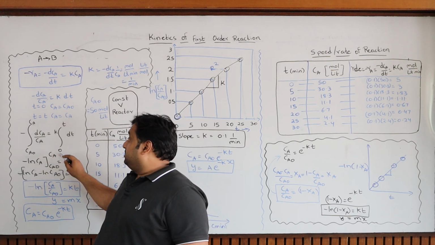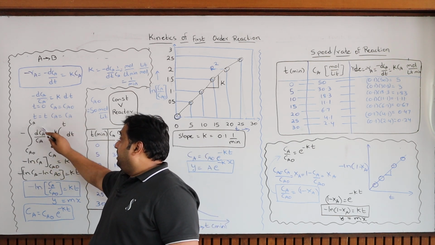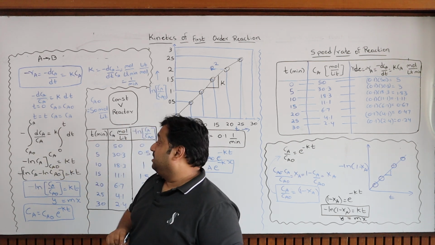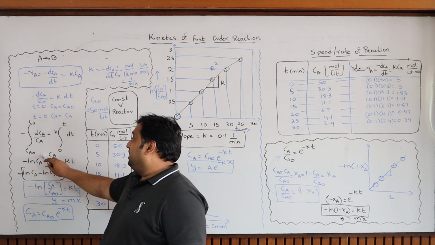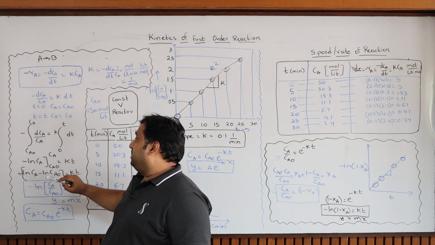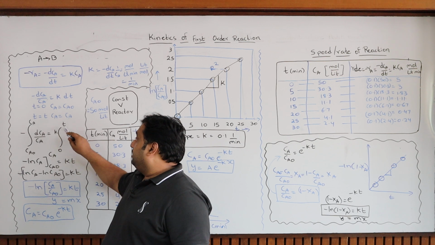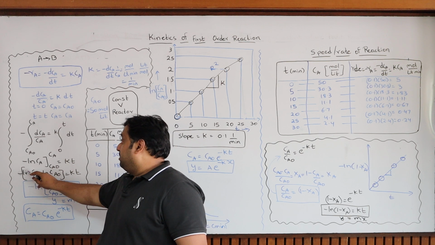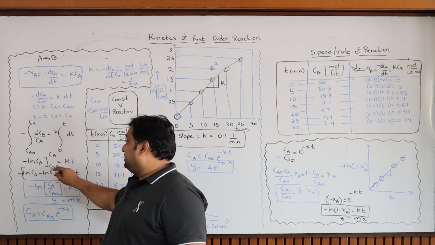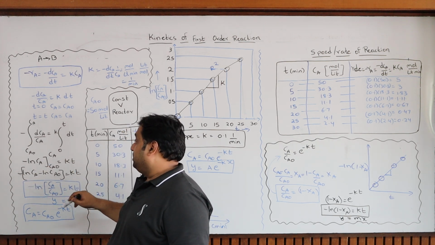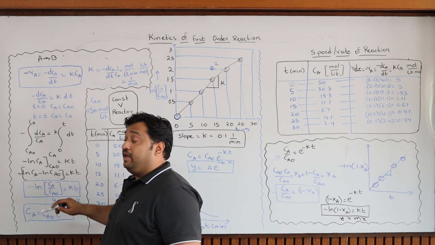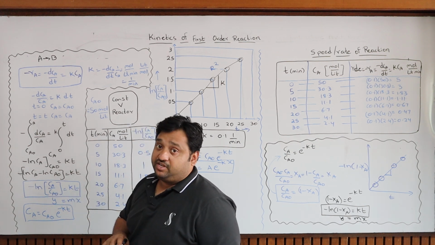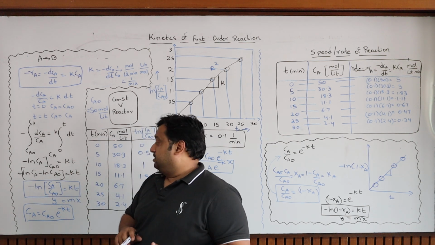Applying the limits as we have discussed, the integration of 1 by x dx is nothing but ln x, so we get minus ln Ca from Ca0 to Ca. The integral of dt from 0 to t is nothing but t. Now applying the limits, minus ln Ca minus ln Ca0 is equal to K times t. Log A minus log B is log A by B, so it is minus ln Ca by Ca0 is equal to K times t. K is the first order rate constant.